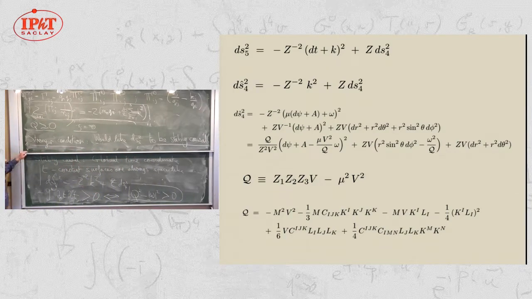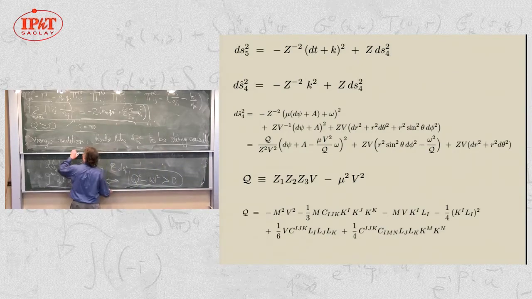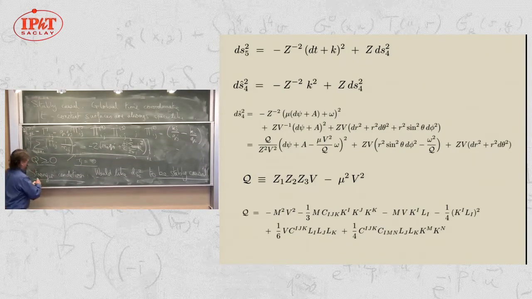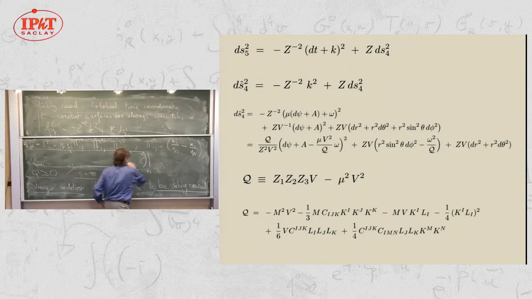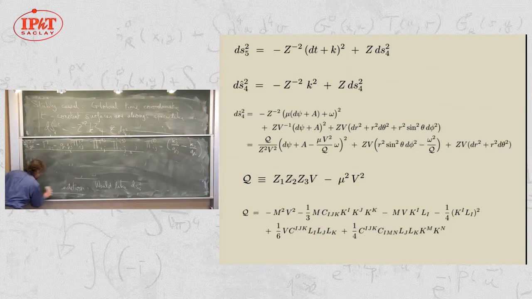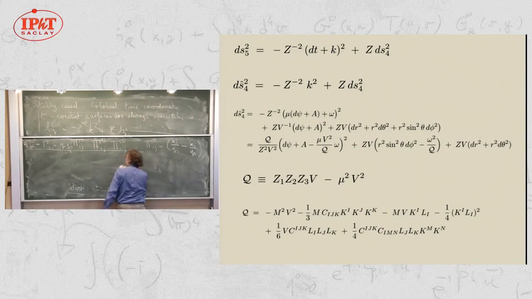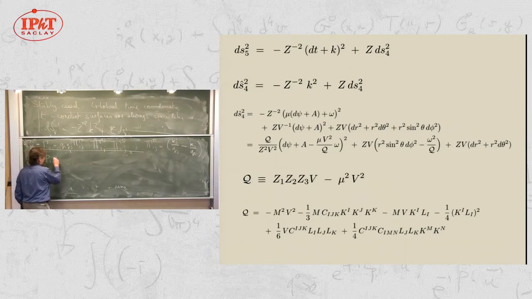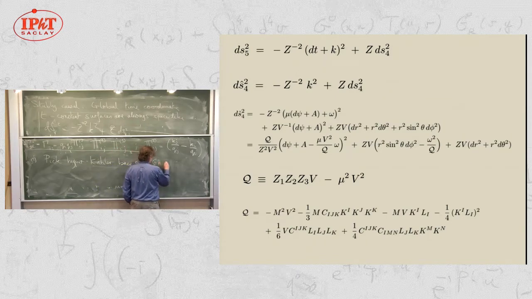Now, let me say what we know. We have huge numbers of examples. So let me make a summary of what you do, the whole process. Step one, or step zero, you pick a hyperkähler base. We're going to count parameters here. And for us, that means you pick a Gibbons-Hawking metric.